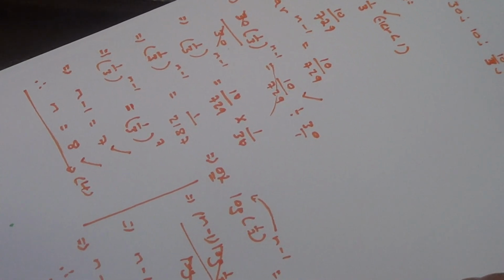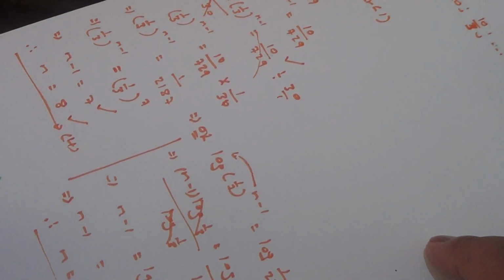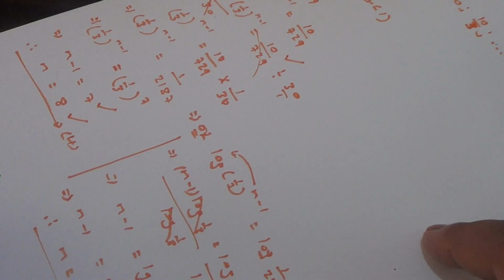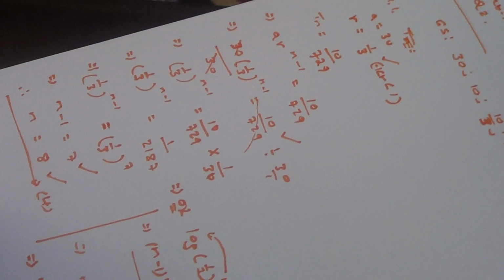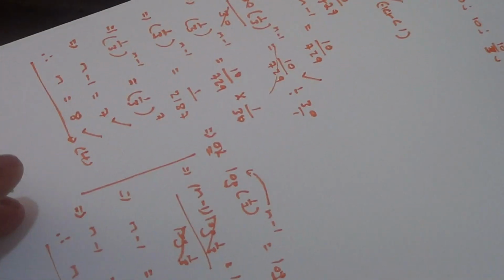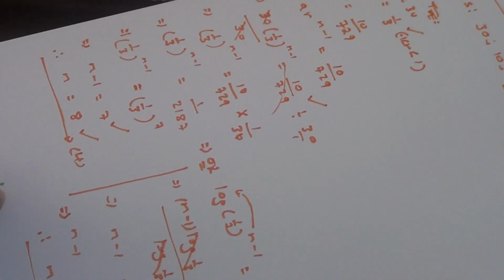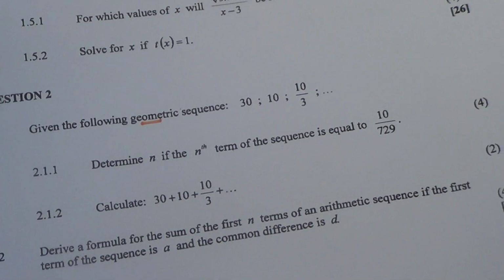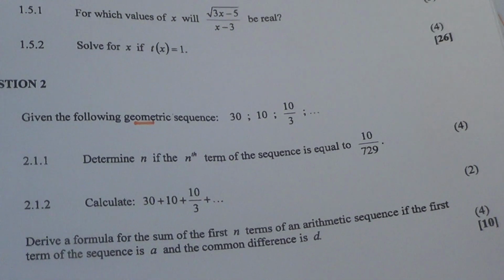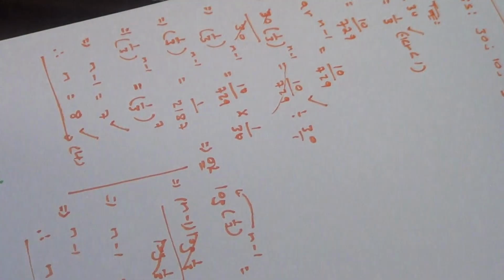Okay, not a problem at all. So I'm not gonna waste my time on this one. So we have our first 4 marks and it looks easy. And then the next question says calculate the sum of all those terms to infinity. This is also easy.